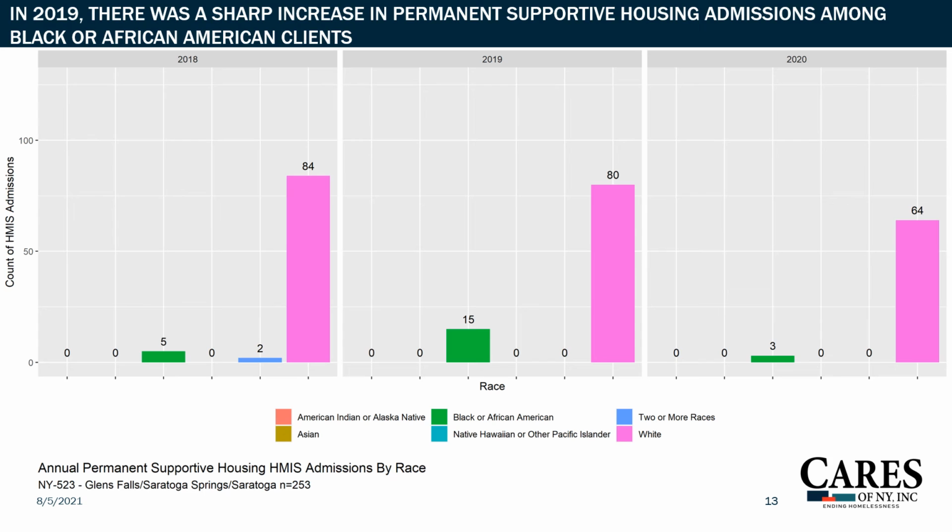Now, the point of interest that we want to investigate further is this spike in 2019 of clients identified as Black or African American. If we can find out what made these clients successful in permanent supportive housing, we'd like to take that and spread that to other clients as well, so that folks can stay out of crisis permanently.